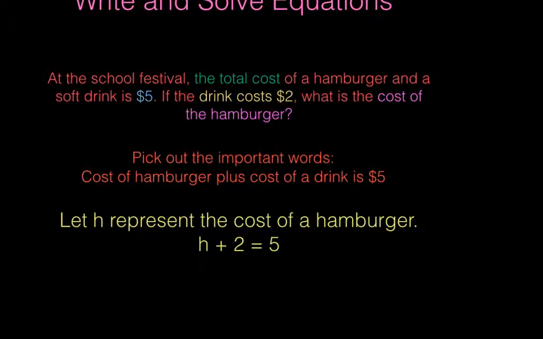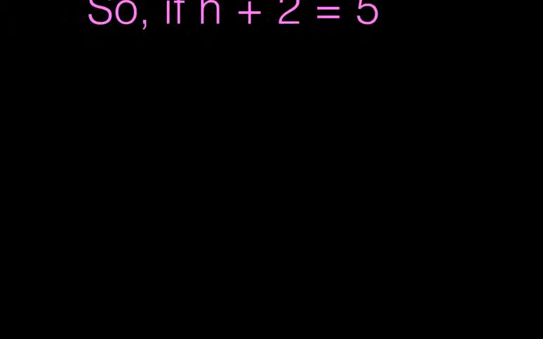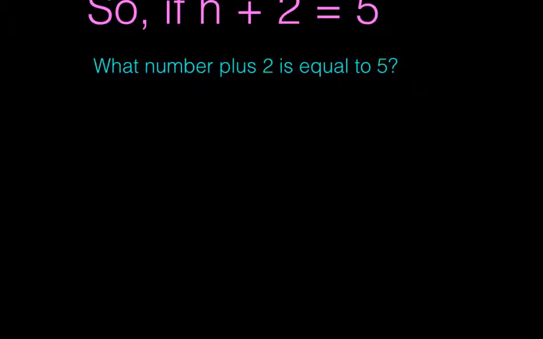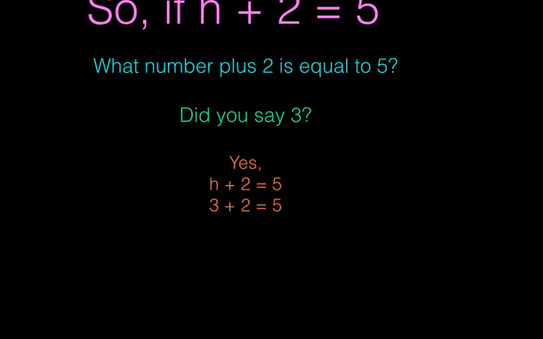So we can let h represent the cost of the hamburger since that's what we need to find out in this problem. So h plus 2 equals 5. Do you see how we wrote that expression using the information from the problem? So if h plus 2 equals 5, what number plus 2 is equal to 5? Did you say 3? Yes. So h plus 2 equals 5.